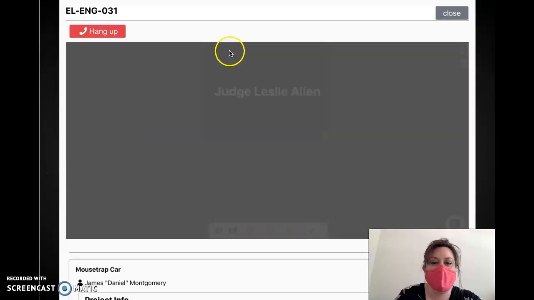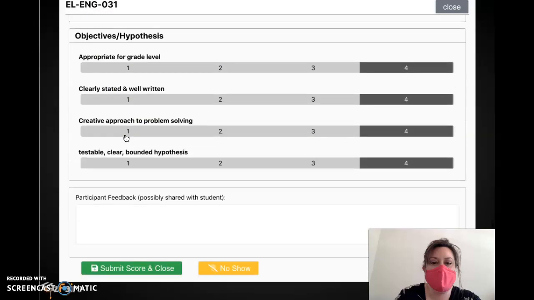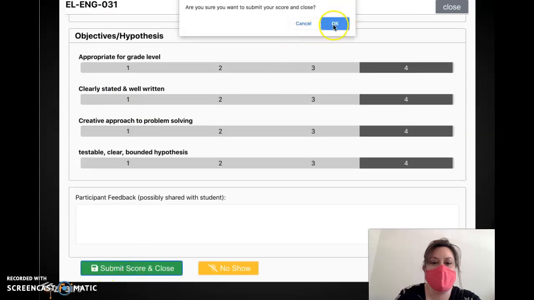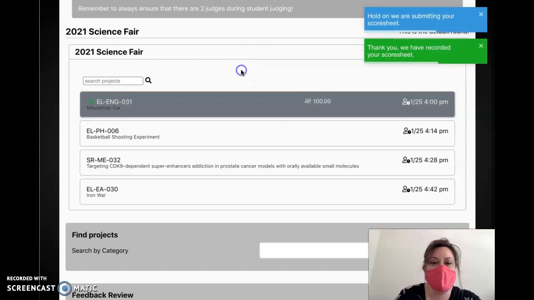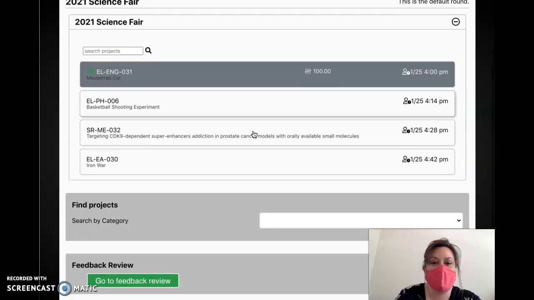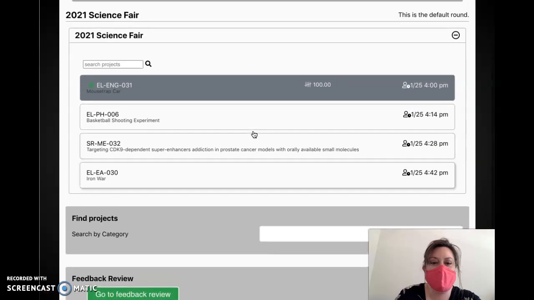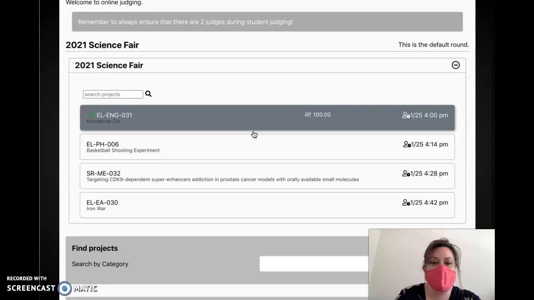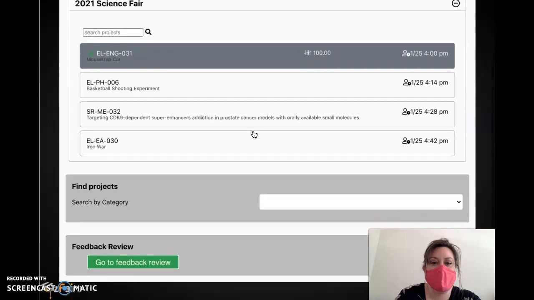So now that we've talked to the student, we can hang up this phone call. We've clicked on the rubric. We can click Submit Score. Yes, we want to submit the score. And now when you click on here, you'll notice that it's green, meaning that this has been judged. There's a score there from you, and that appointment time has been met. So next, you'll go on to your next appointment, and you'll follow a similar procedure for the rest of your projects. So I hope that will be helpful for you.